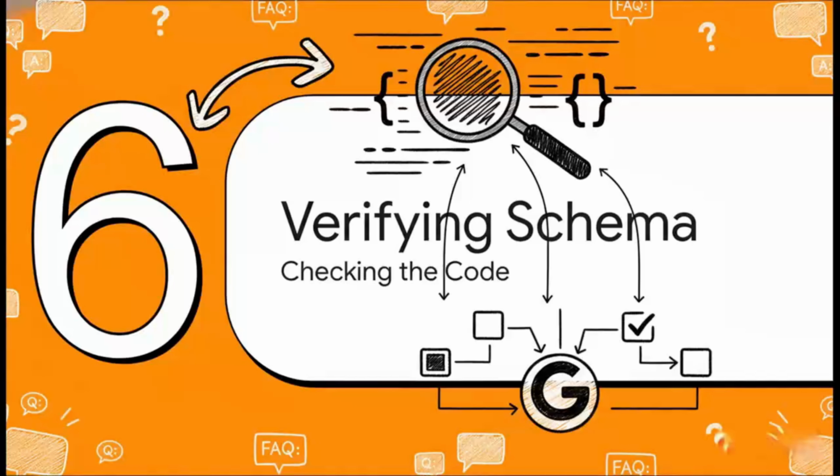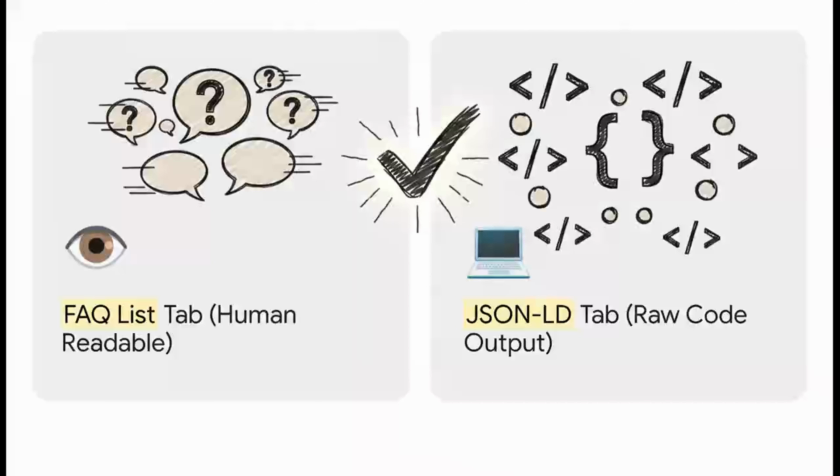Finally, Section 6, Verifying Schema Injection. Let's check that code. You always want to verify that things are working, right? Well, the plugin makes verification totally foolproof. You can use this live preview panel, which is available in both the global settings and the per-post editor, to instantly compare your nice, human-readable FAQ list directly against the raw JSON-LD code. It is 100% Google schema compliant, pretty much guaranteeing you're going to pass the Google Rich Results test every single time without ever writing a line of code yourself.